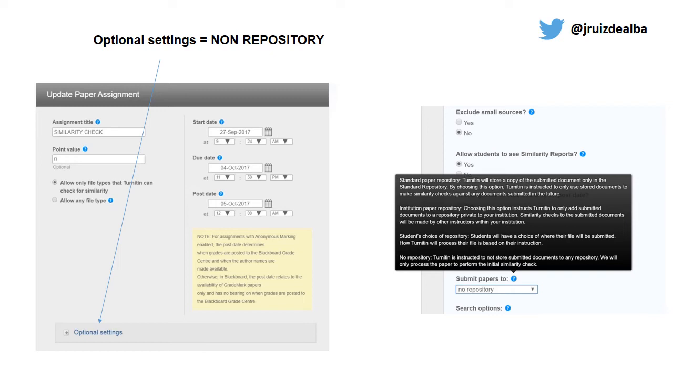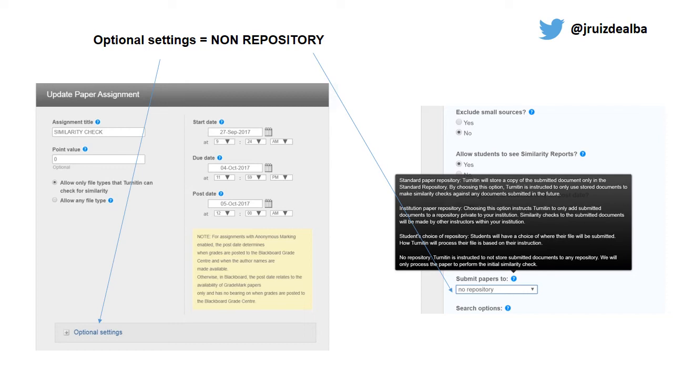I'm not going to go over all of them, but the only thing that I want to focus on in this brief tutorial is, please go to Submit Papers To, and this is very important. You need to click No Repository. What does it mean? It means that Turnitin will not store any submitted documents to any repository at all.